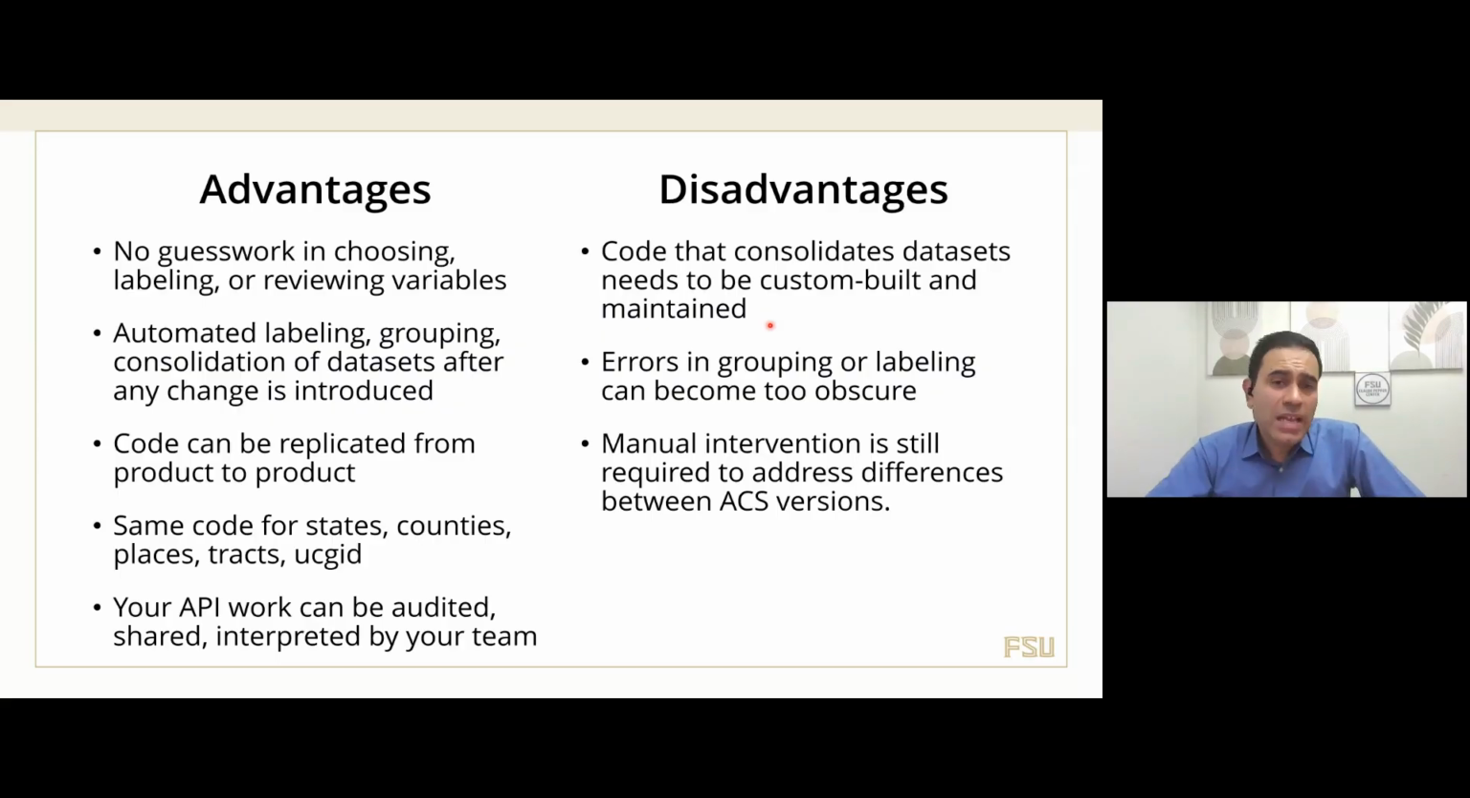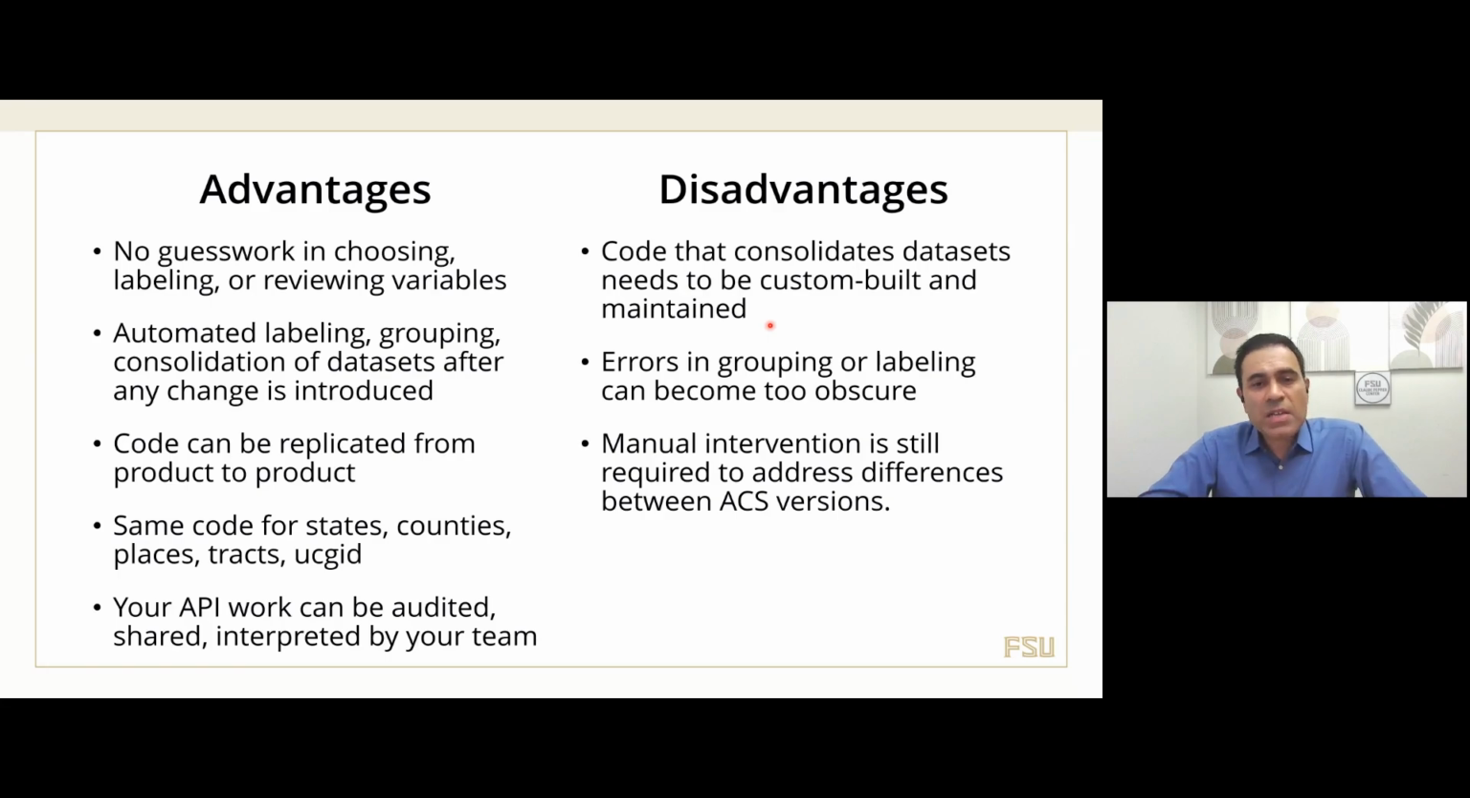Disadvantages include that this code needs to be custom built and maintained. It obviously depends on the language and the software that you use for your own platforms. Also, errors in grouping or labeling can become too obscure, particularly because now you're maintaining the labels and the groups by hand on an Excel spreadsheet. It is a step above doing the URL management, but it can still be a little bit difficult to find problems on an Excel spreadsheet.